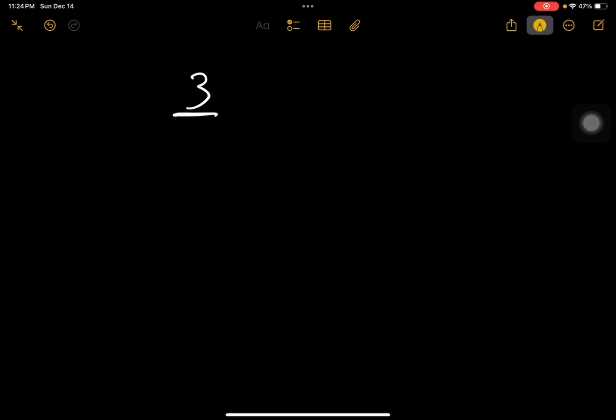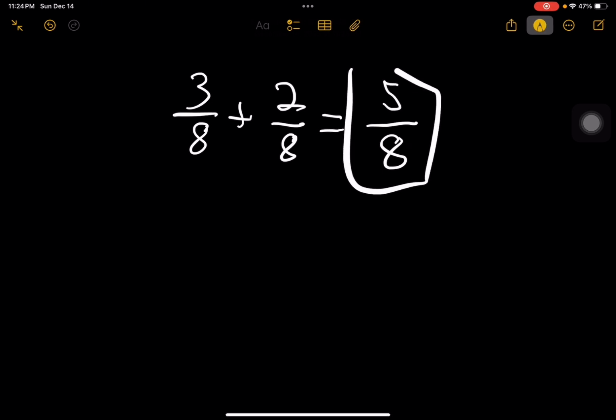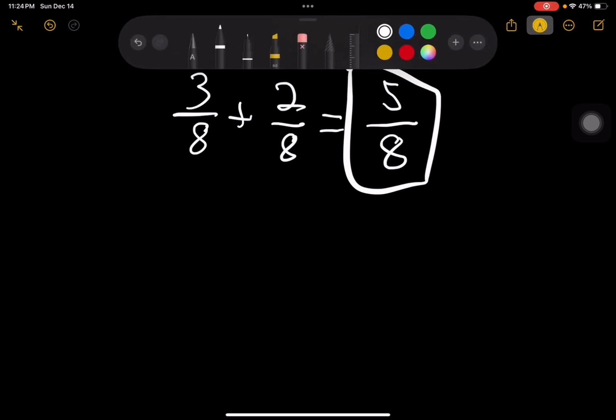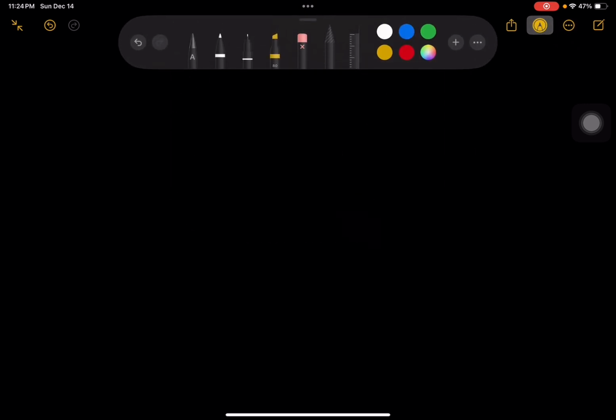So let's say we have 3 over 8 plus 2 over 8. Very simply here, we can recognize that the denominators are the same. So whenever we have denominators that are the same, we can just leave that denominator and add the numerators. So we'll do 3 plus 2, which is 5, and that leaves us with our answer of 5 over 8. Let's move on to another example.